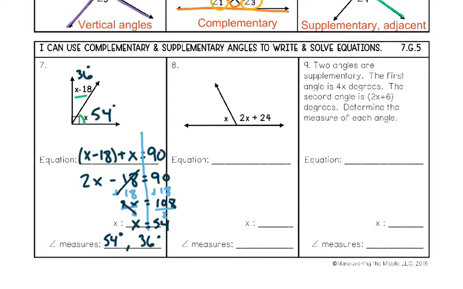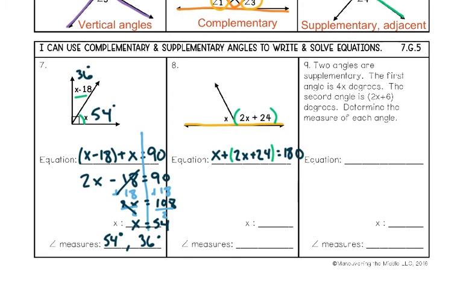Let's go ahead and look at number 8. These two angles make a straight line. That means that these two angles are supplementary to each other, or they're going to add up to equal 180. So I'm going to start with the first angle, which is just x, plus the second angle needs to equal 180 degrees total because, again, they lie on a straight line. If they are on a straight line, they'll add up to be 180 degrees.